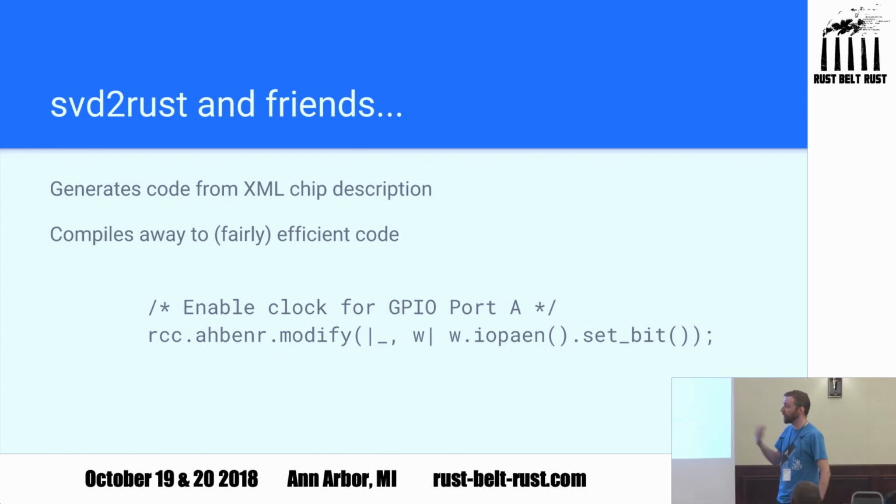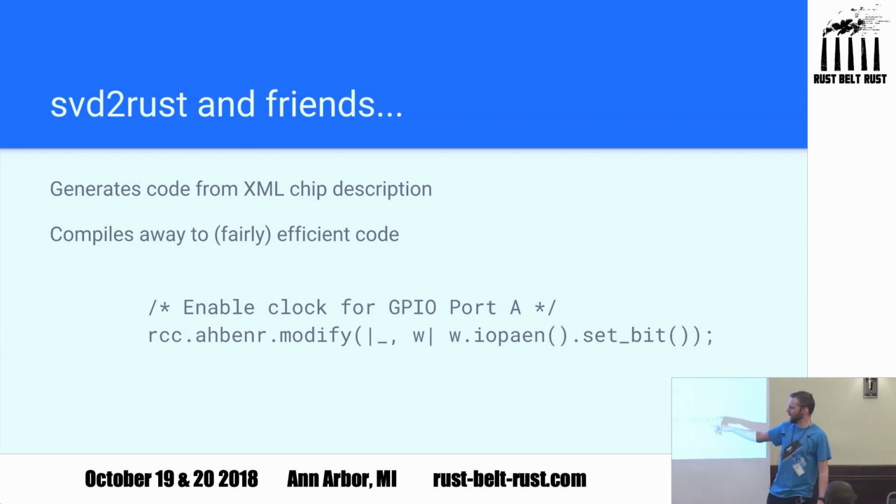The chip manufacturer provides an XML file. Not all of them do, some do. But it basically describes the registers. It says there is a serial port here. The serial port has a register at this address. Those 32 bits are split into these 8 bits mean this, these 4 bits mean that, these 12 bits mean this.